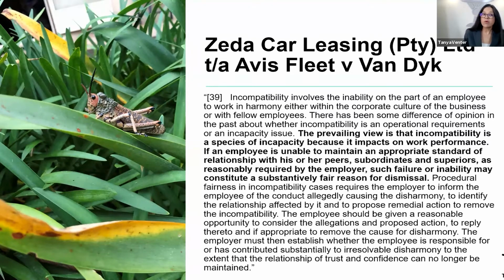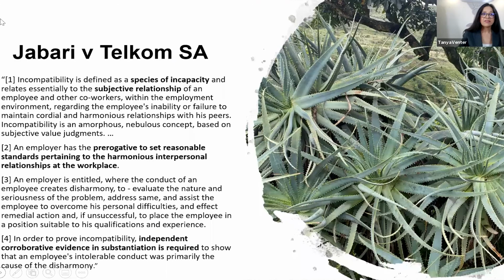Another important factor that's come up here is that the employee must be responsible or have contributed substantially to the disharmony. It can't be an external, extraneous circumstance that's causing that disharmony. So very important judgment, and very nice to get some certainty about placing it into incompatibility. Now, moving on to the other judgment that's of interest, and this is Jabari versus Telkom SA.